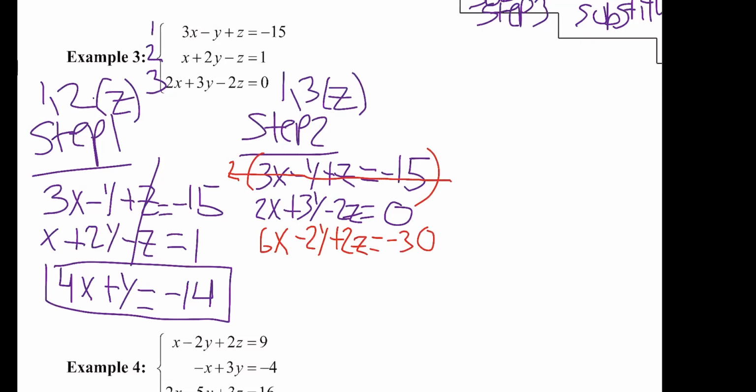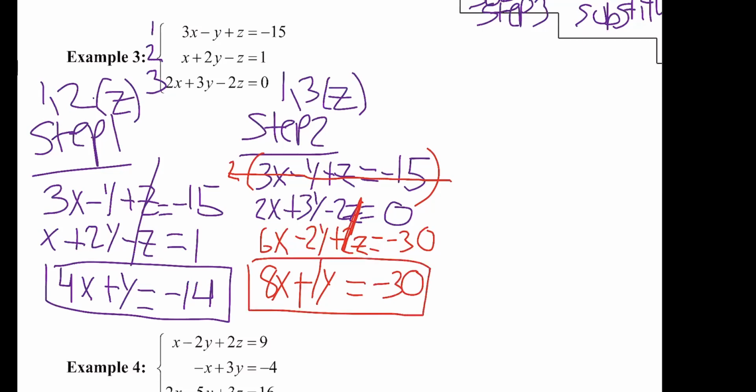So now we could do our elimination. I would get 8x plus 1y. My z's would cancel, and I would get negative 30. So this is my second new equation. So steps 1 and 2, basically, we're trying to come up with two pairs of equations, and we're trying to get rid of the same variable. And we didn't have to do z's. We could have gotten rid of the x's for both, or you could have gotten rid of the y's for both. But your goal is to create two new equations where you just have two variables.